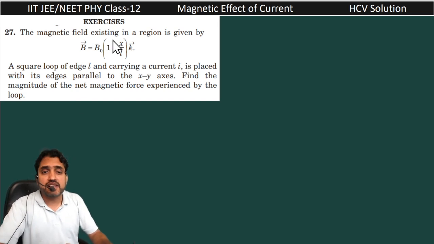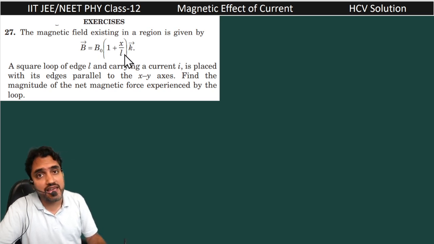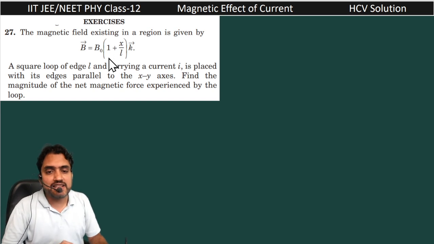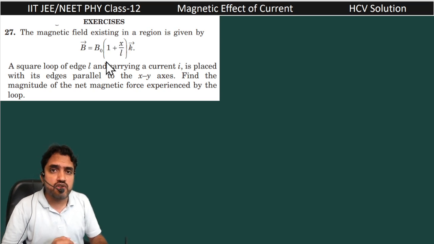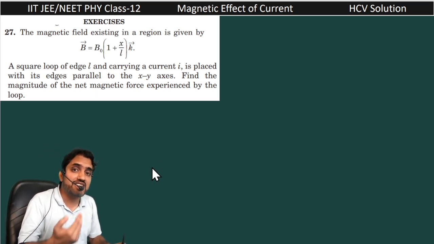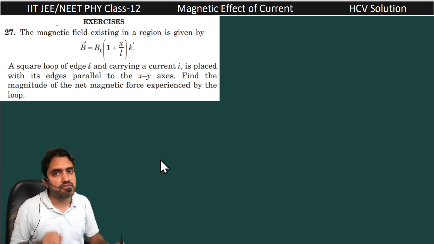Okay, the magnetic field exists in a region given by B vector is equal to B naught (1 plus x by L) k. Okay, this magnetic field is variable. It is a function of x. If we are moving in x direction, the magnetic field is increasing. That is the main concept of this question.